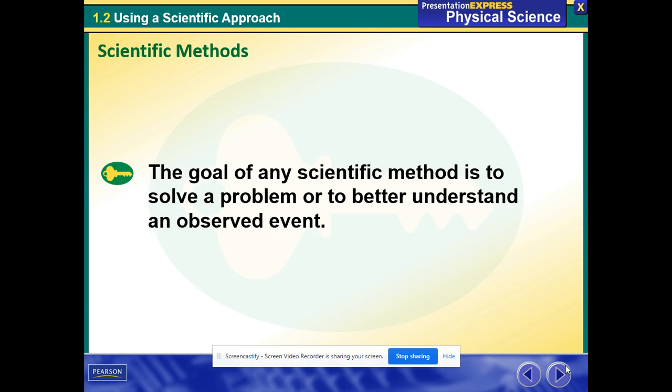So to answer that key goal, the goal of any scientific method is to either solve a problem or to better understand an observed event. This can help you answer questions like, why do we see things, or why does a certain thing happen?